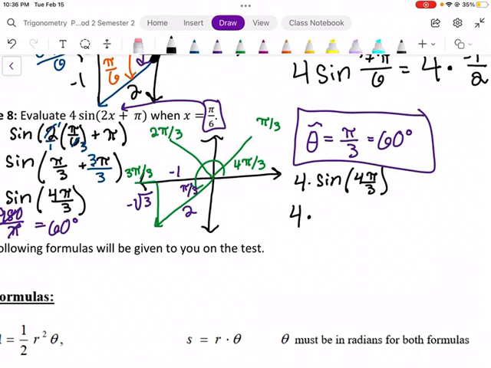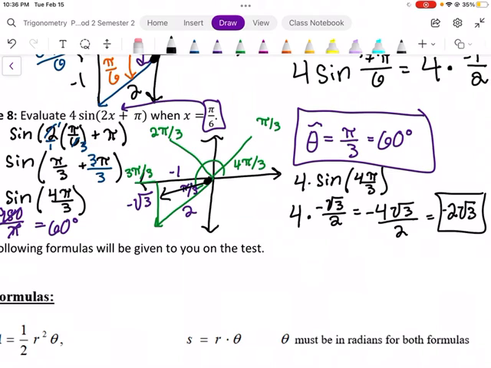And we're going to have 4 times the sine of 4 pi over 3, which sine is opposite over hypotenuse, negative square root of 3 over 2. Remember, when you multiply fractions, you just multiply the tops together, not the top and the bottom. And if we were to simplify this one, we're just going to be left with -2 square roots of 3.